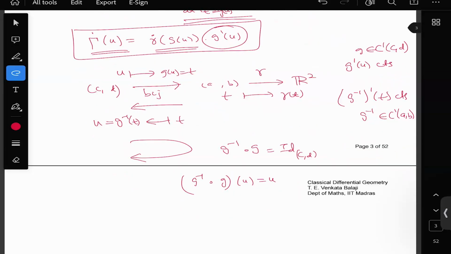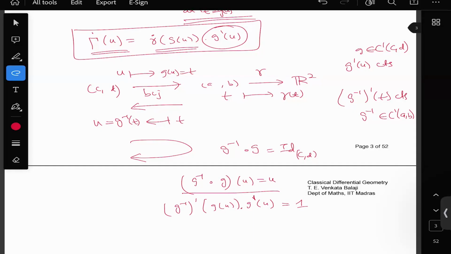Now you see, apply the chain rule. What is the derivative of the composition? I'm differentiating with respect to u, and I will get 1 on the right, because I am applying d by du on both sides. So on the left, by the chain rule, I will get g inverse dash of g of u into g dash of u is equal to 1.